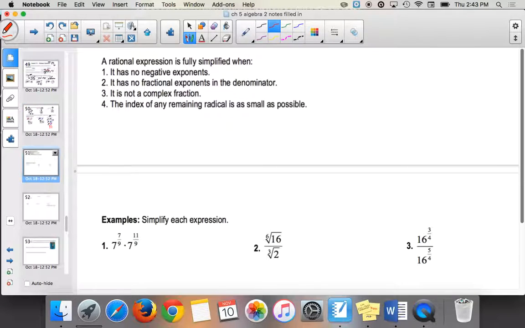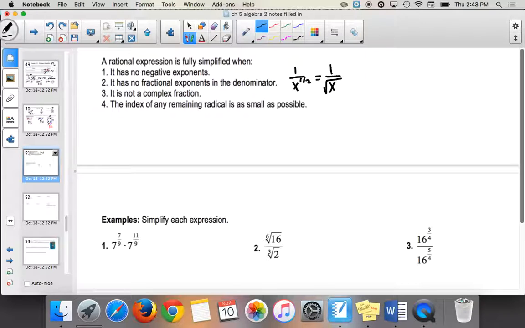All right, so let's talk about simplifying. So it says a rational expression is fully simplified when it has no negative exponents, it has no fractional exponents in the denominator. So why is that? Like if I had 1 over x to the 1/2, isn't that really 1 over the square root of x? Right? So we can't have x's with a square root because then we would have to multiply to rationalize. So we can't have any negative exponents, we can't have square roots in the denominator.